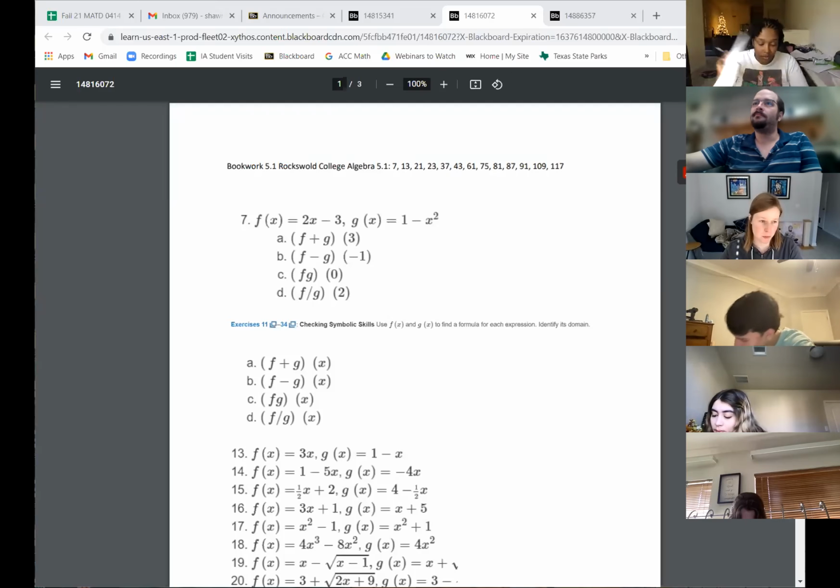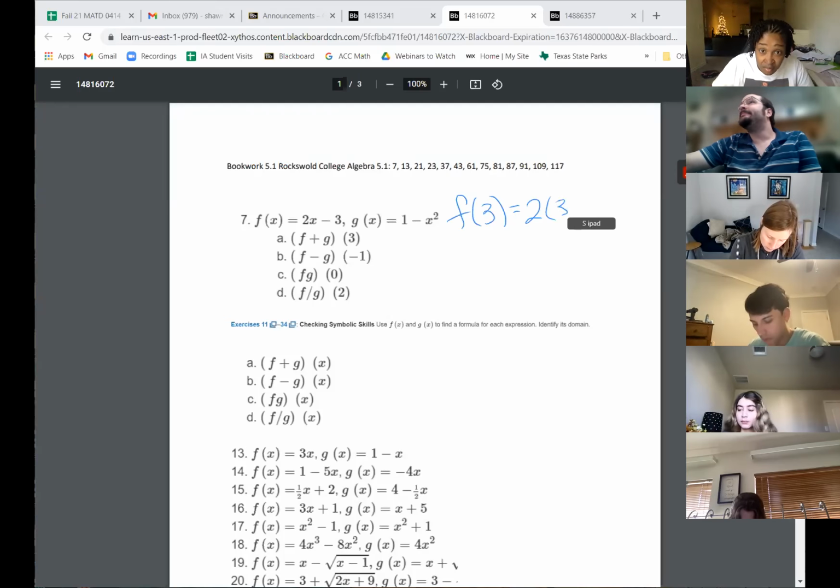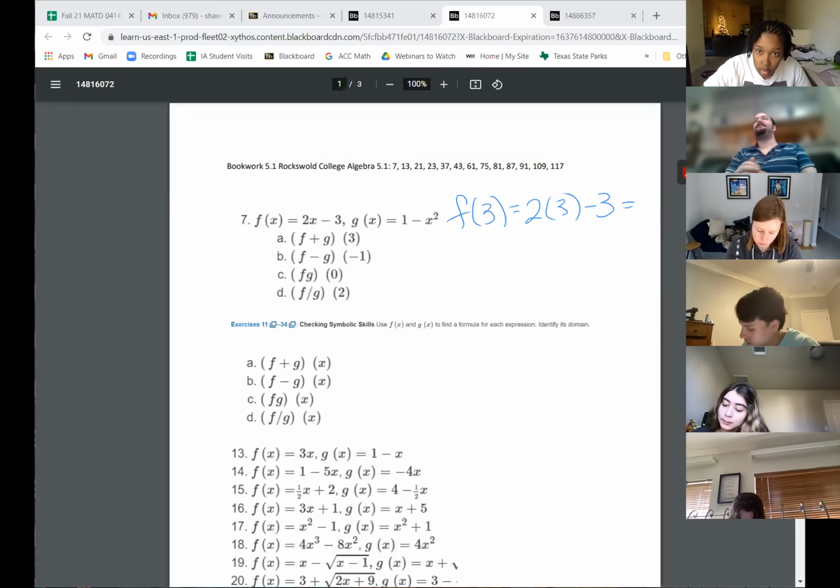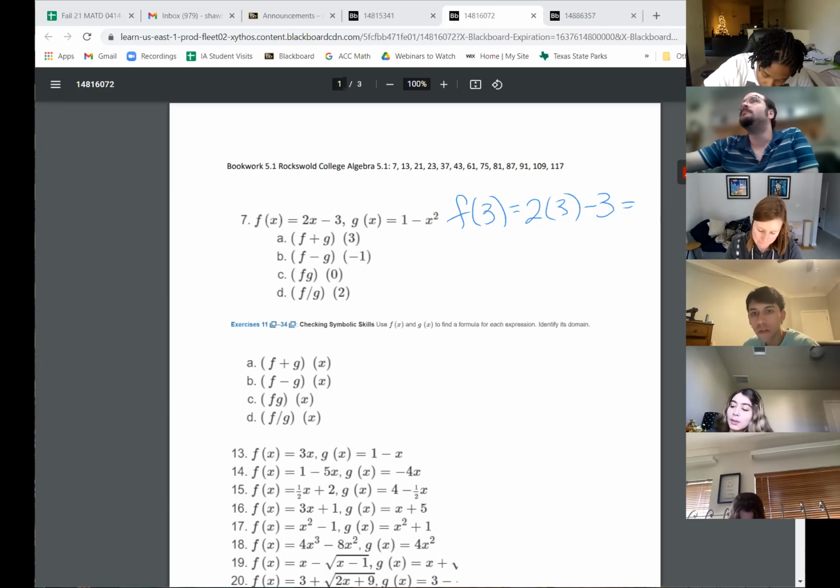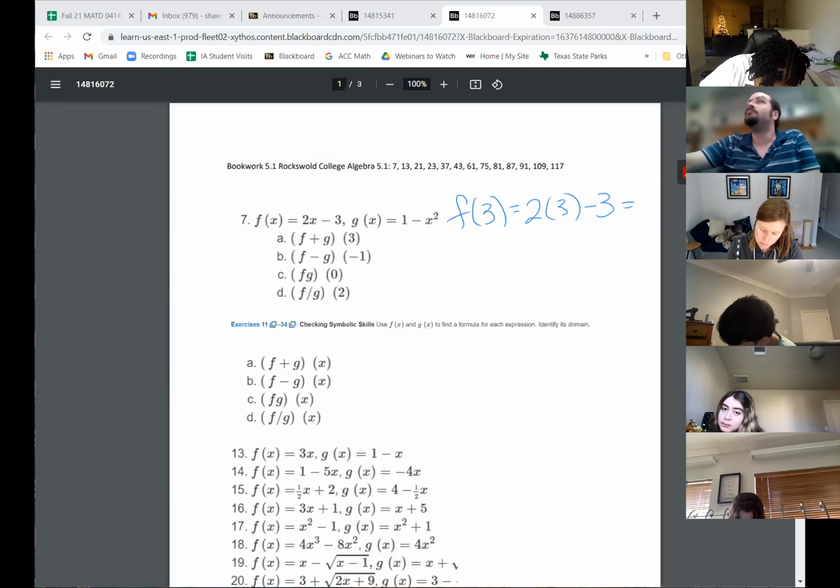So Ganya, you're first, room 1, 7A. For f of x, we have 2x minus 3, and g of x is 1 minus x squared. Then my A is f plus g, the whole thing, of 3. I did f of 3 plus g of 3. Then I plug in 3 on the f of x and 3 on the g of x.